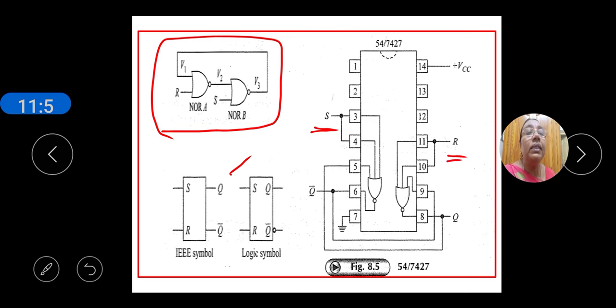Then output is 6. 6 is given to ninth terminal, which is the other input of the second NOR gate, and output of the second NOR gate, 8, is given to fifth terminal, that is the other input of the first NOR gate. Now 8th terminal is Q and 6th terminal is Q bar. This is the NOR gate chip which can be used to construct RS flip-flop.